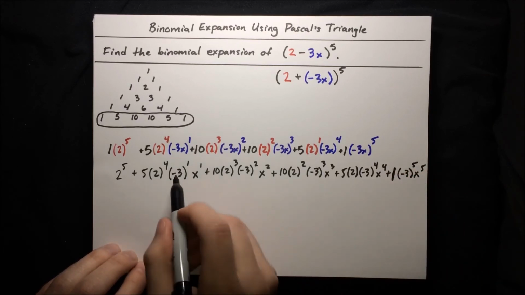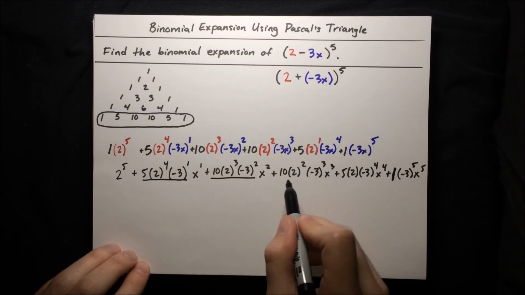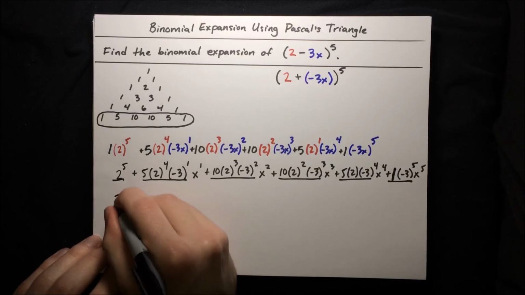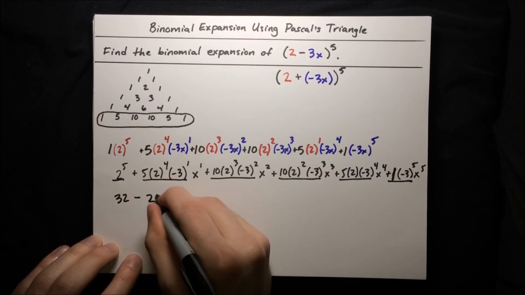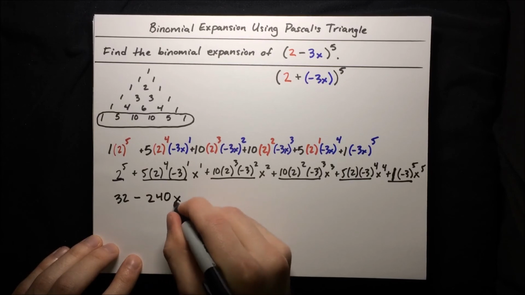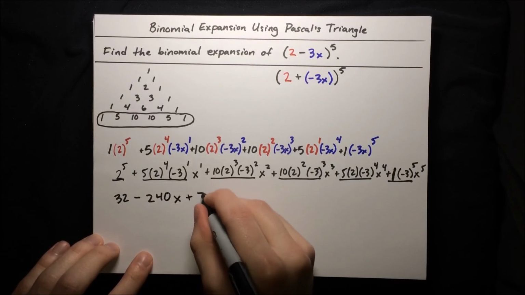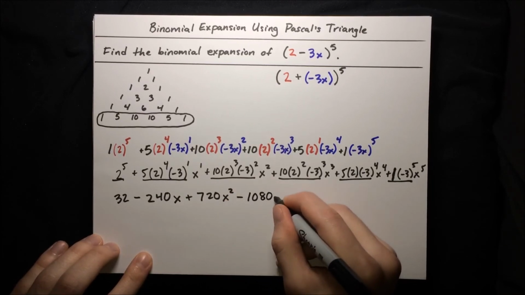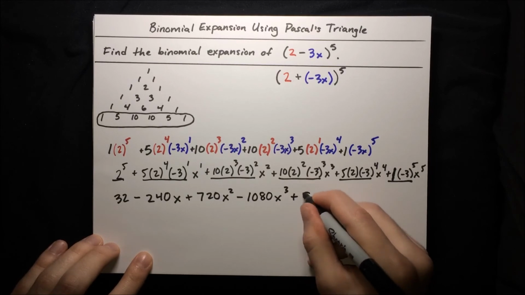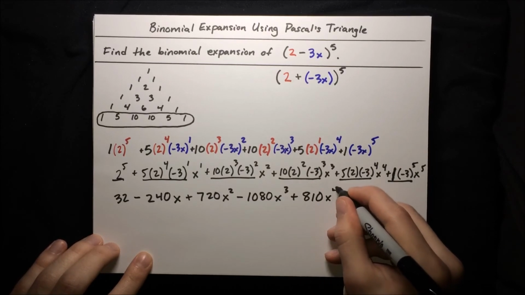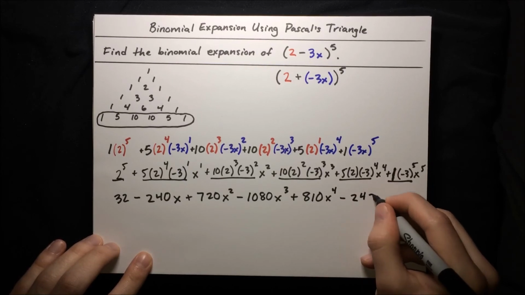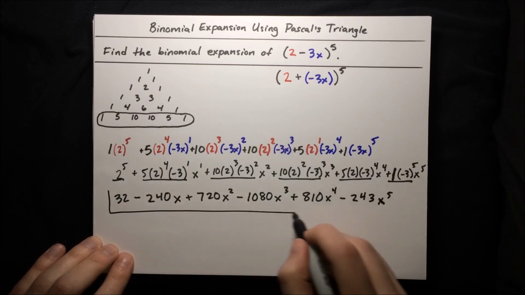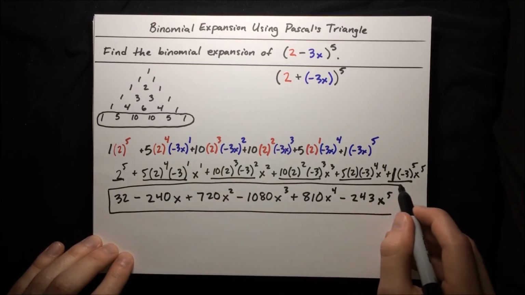Okay, and then we can go ahead and compute all these coefficients, just punch it into the calculator, and what you get is 32, then the next one is minus 240 x to the first power, and then plus 720 x squared, then minus 1080 x to the third, then plus 810 x to the fourth, then minus 243 x to the fifth. And there we go. That is our result. That's our binomial expansion. And we are done.